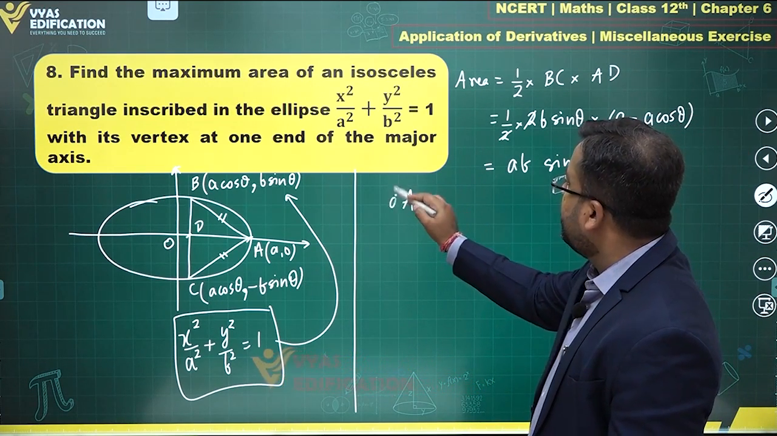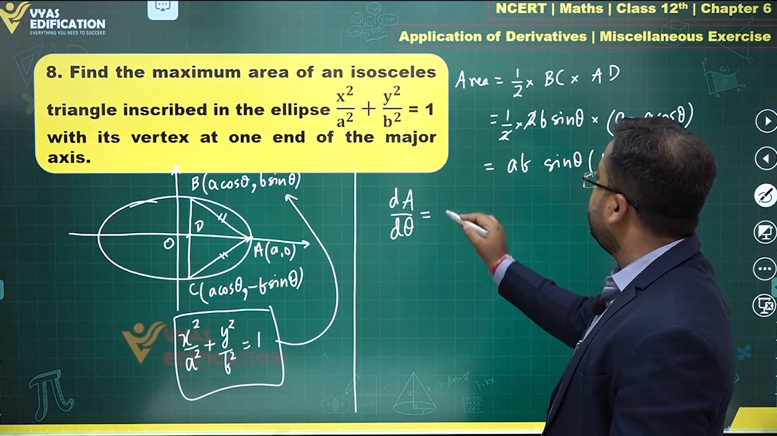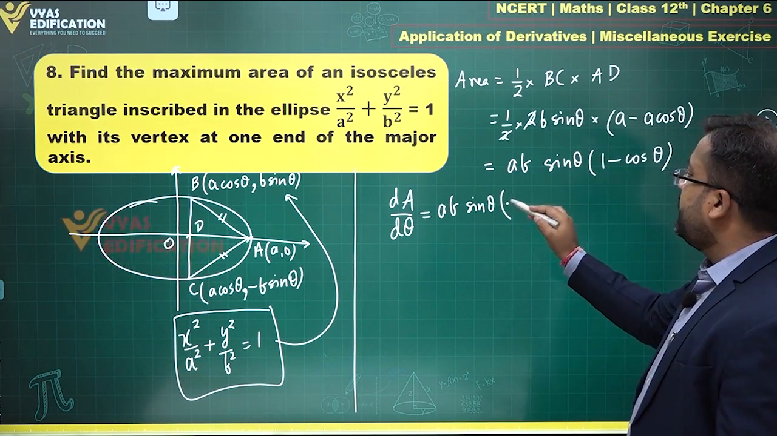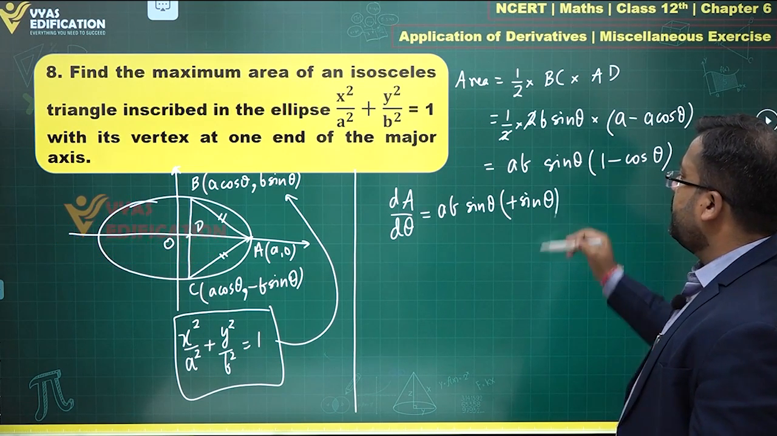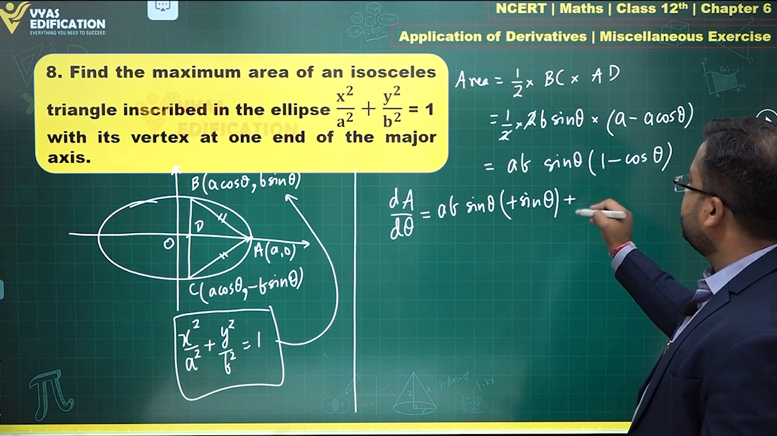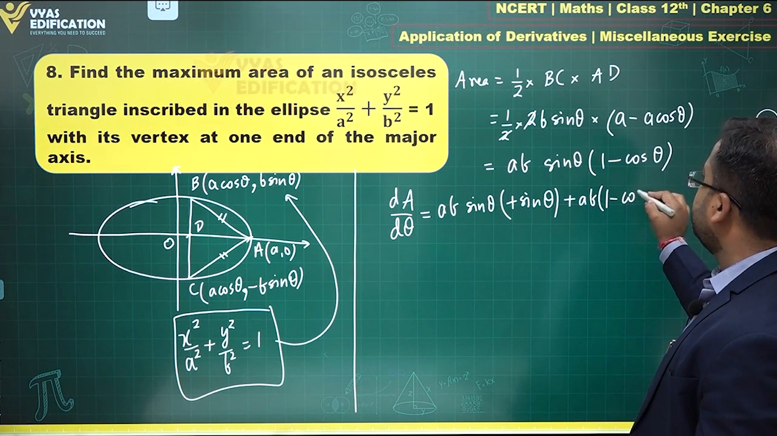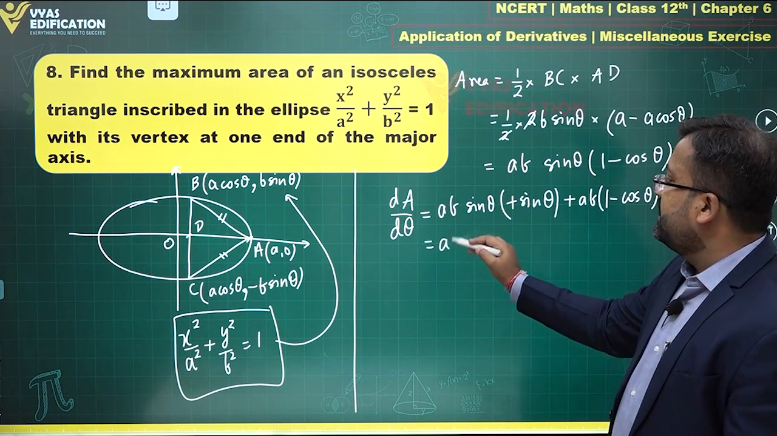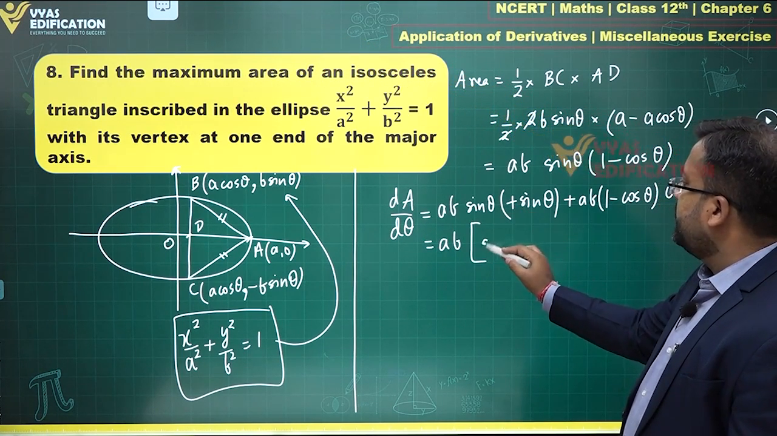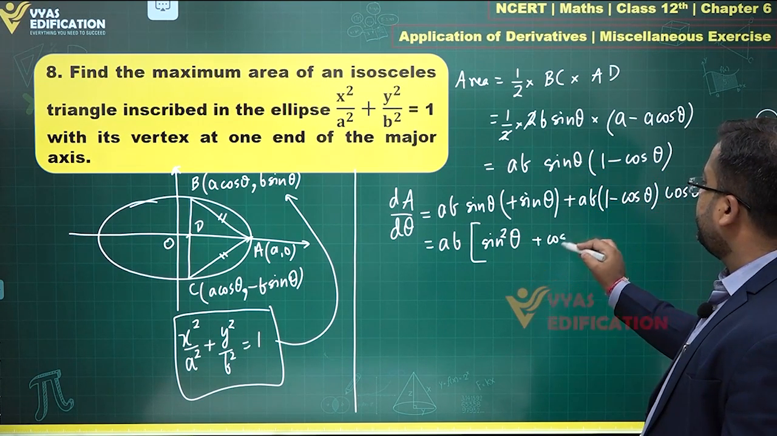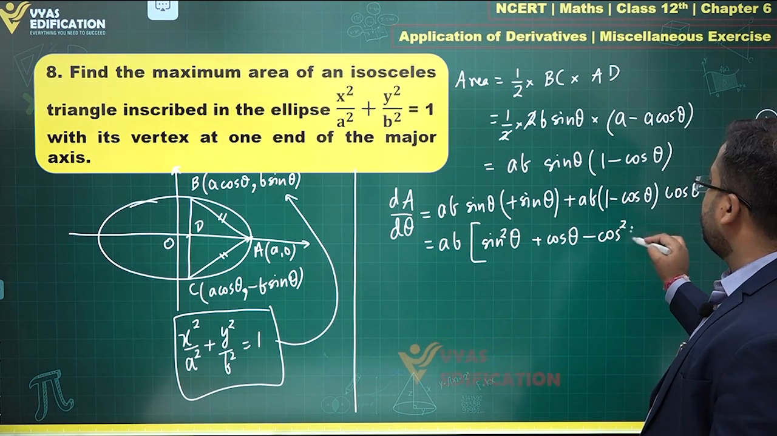So dA by d theta is next what we are interested in. AB times sin theta, and the derivative of 1 minus cos theta will be plus sin theta. Okay. What about the other thing? This is plus AB times 1 minus cos theta, and the derivative of sin theta is cos theta. This is what you get. Let's simplify this. AB comes out common. This becomes sin square theta, plus cos theta minus cos square theta is what I get.